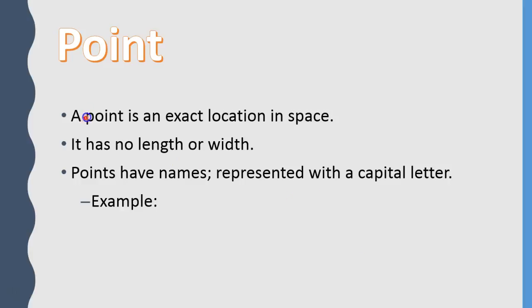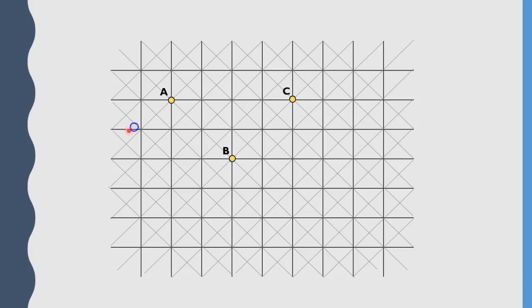So the first word that you need to be able to recognize and describe is a point. A point is an exact location in space. It has no length or width. Points have names and they're represented with a capital letter. So for example, this point right here, you could say is point A. Here we have a picture of three different points. Here's point A, here's point B, and here's point C. And pretend they're just kind of floating out there in space. Okay, so pretty simple for points.